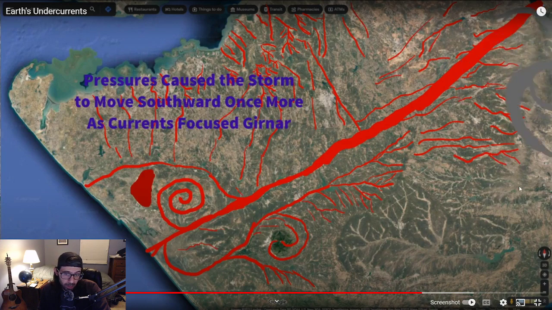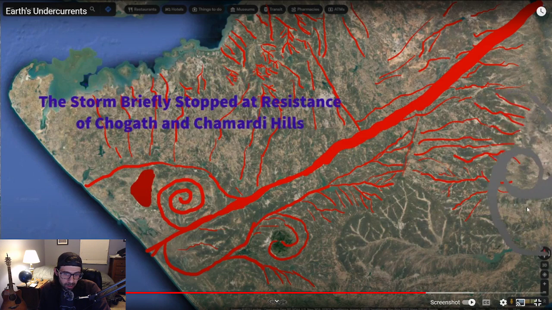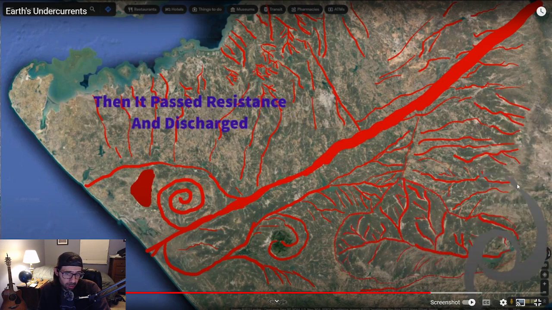So then it moves down here, seemingly stopping around this region before this boundary. The storm briefly stopped at resistance. I said of resistance of Cho'Gath and Chamarti Hills, at least indirectly. These are listed as plutonic complexes in the region, so I look at them as something of note, to a point where they probably participated in the process of the storm. I kind of just said that it stopped at the resistance of them.